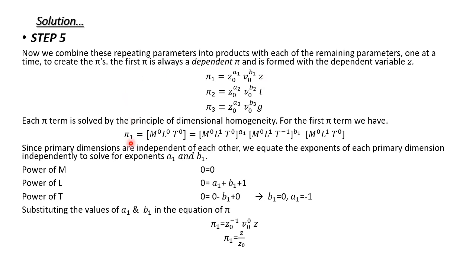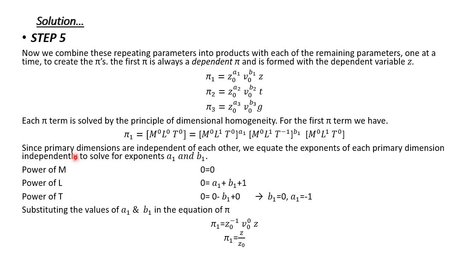Okay, so pi 1, it is dimensionless, so I have written M0 L0 T0, equal to, what is Z0? You have already written the dimensions of Z0, it is M0 L1 T0 to the power a1, and already you know the dimensions of V0, that is L1 T to the power minus 1 to the power b1, and Z, its dimension is L1. Okay, so just for practice purpose I have written M to the power 0. Anything to the power 0 is 1. You can either write it or you can leave it. Okay, just for practice purpose I have written 1.